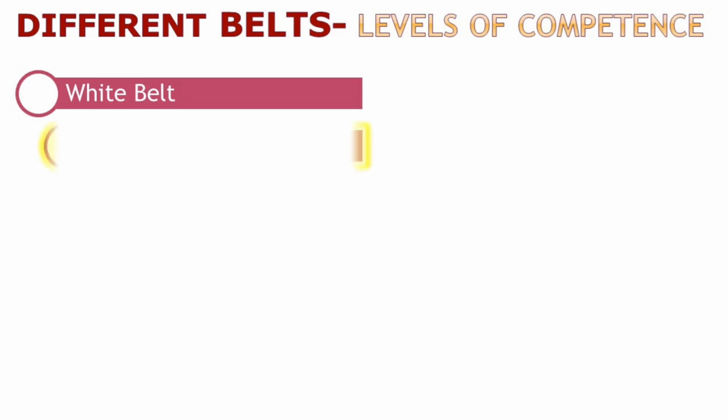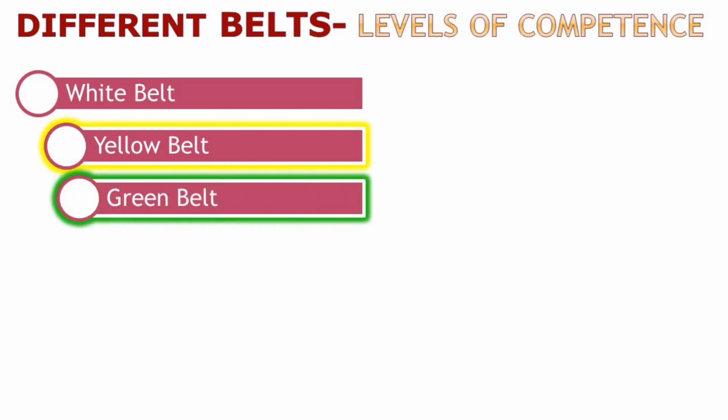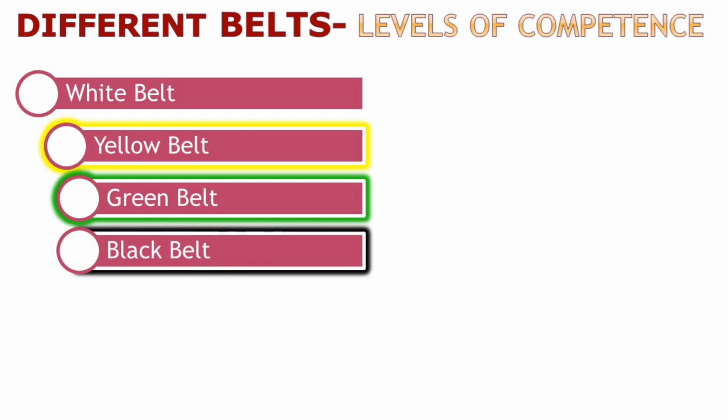Next level is yellow belt. Yellow belts have a bit more knowledge. They understand the concepts and can assist with smaller improvement projects. Next level is green belt. Green belts are like the intermediate level. They have a deeper understanding and can lead smaller Six Sigma projects. Next level is black belt. These are the experts. Black belts are skilled in Six Sigma methodologies and can lead complex projects, making significant improvements.